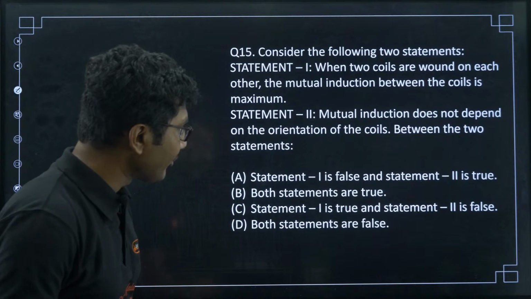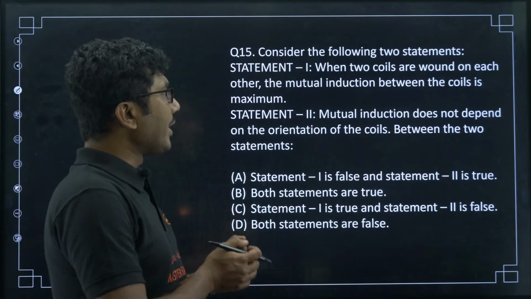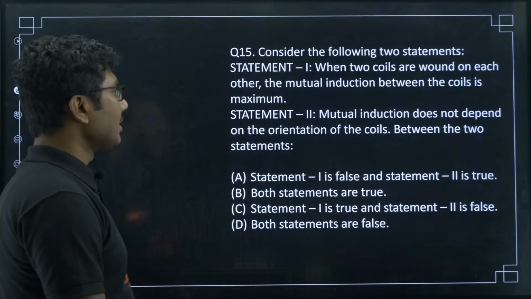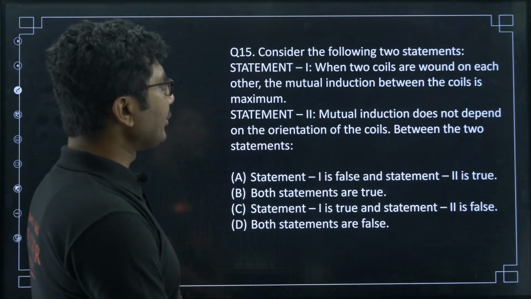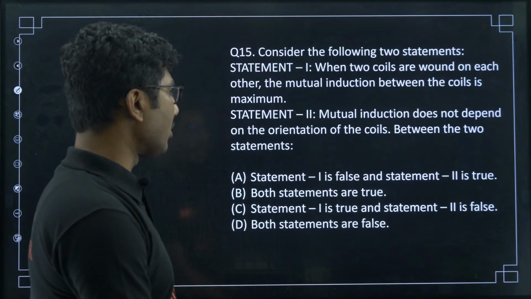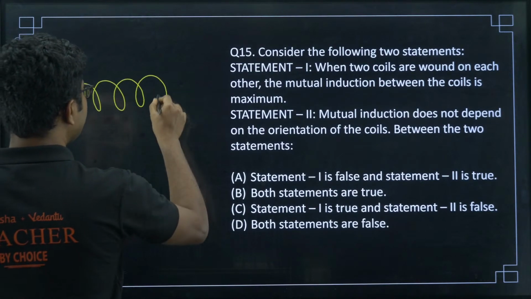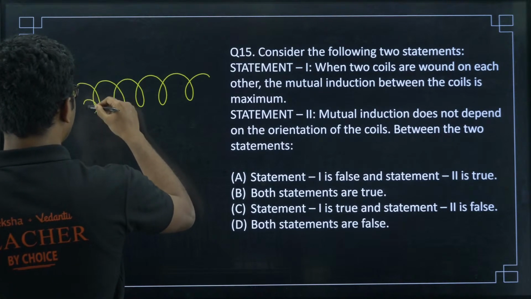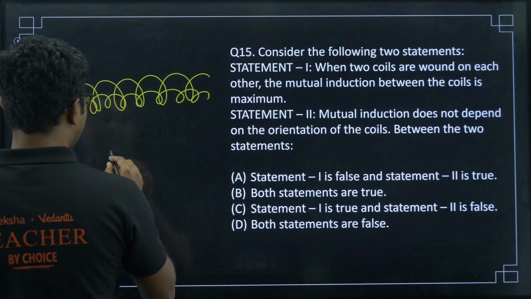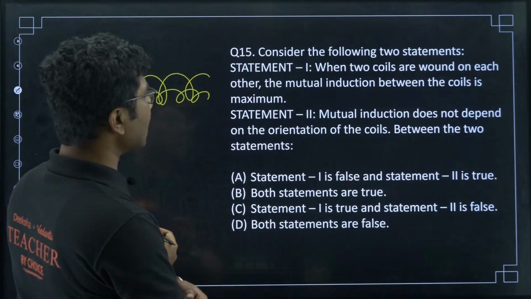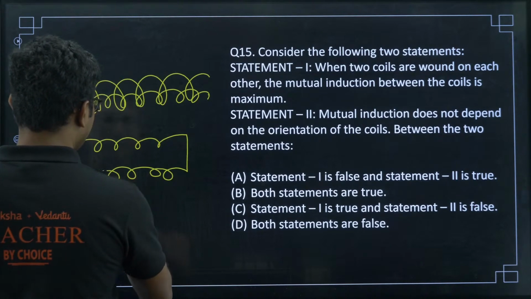Now another statement based question, a simple statement based question, not assertion reason. Statement 1: when two coils are wound on each other, the mutual induction between the coils is maximum. Statement 2: the mutual induction does not depend on the orientation of the coils. So they are saying that when the coils are wound on each other, they are like this. So mutual inductance is maximum, and they are saying that mutual induction does not depend on the orientation of the coils. So suppose I have one coil like this, will it change?